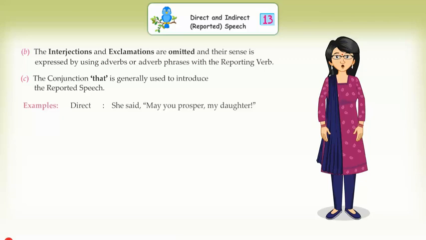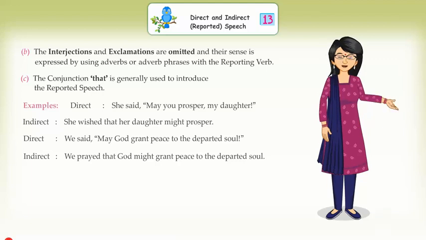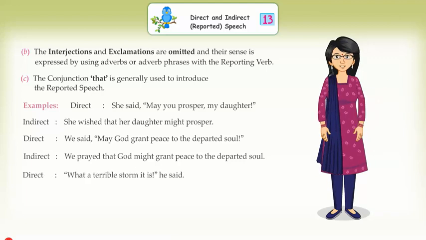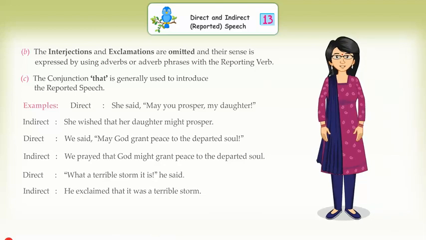Examples, direct. She said, may you prosper, my daughter. Indirect. She wished that her daughter might prosper. Direct. We said, may God grant peace to the departed soul. Indirect. We prayed that God might grant peace to the departed soul. Direct. What a terrible storm it is, he said. Indirect. He exclaimed that it was a terrible storm.